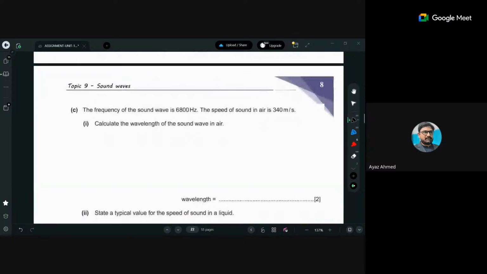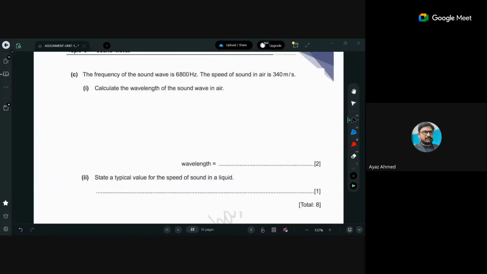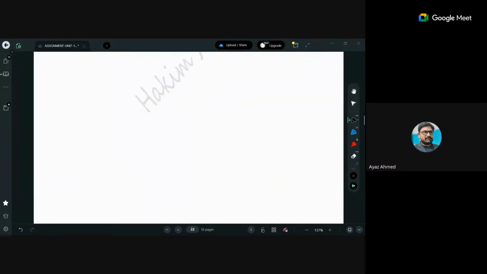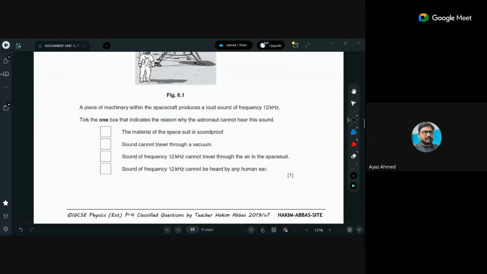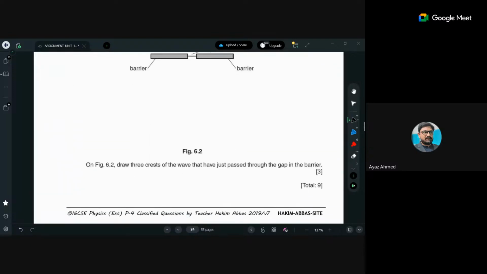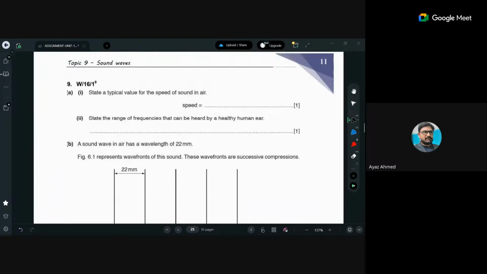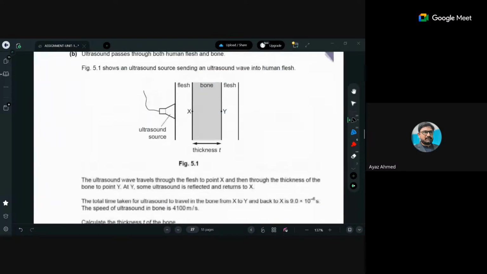So then we have the question of frequency. The frequency of the sound wave is this. The speed of sound is given to you. Calculate the wavelength. Very easy question. State the typical value of the speed of sound in air. In liquid, it is almost 1500 meters per second, etc. So I think the sound questions are not that difficult as I was expecting.